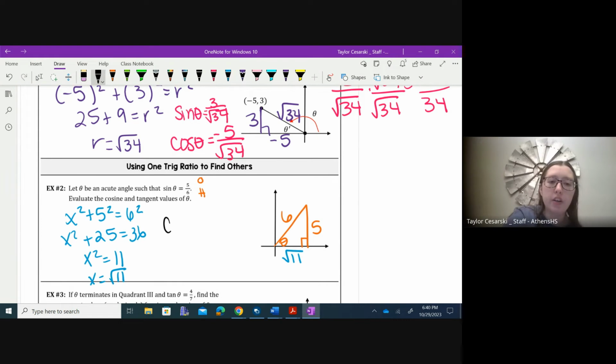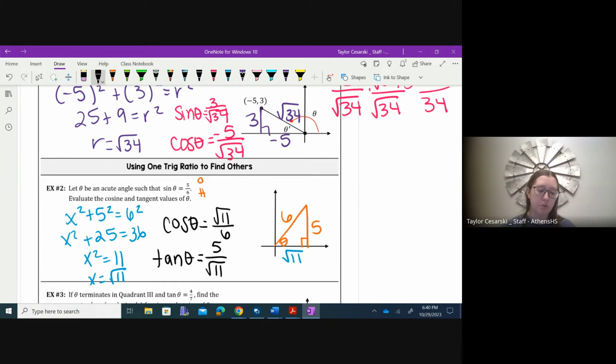So if I was going to find cosine of theta, that is adjacent, which is square root of 11 over hypotenuse, 6. And then tangent of theta is opposite over adjacent. Opposite is 5 over adjacent is square root of 11. It doesn't tell me to rationalize, so I'm just going to keep that.